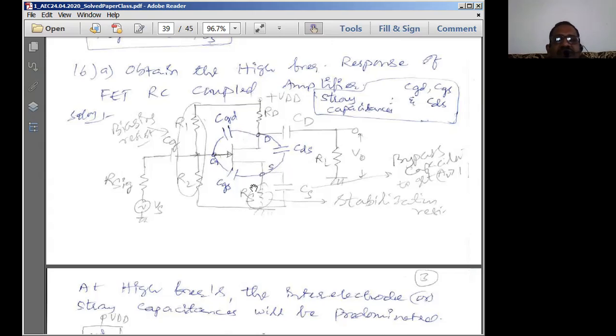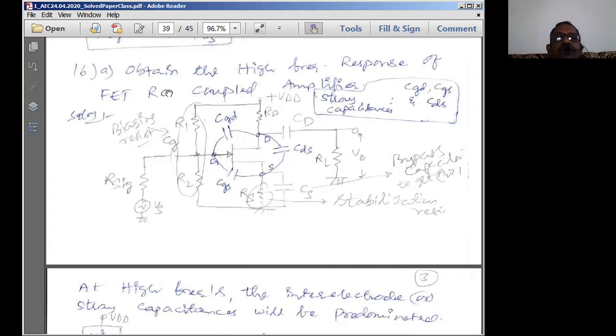These are known as the stray capacitances, which are going to be predominant at higher frequencies. At lower frequencies, these capacitor reactances are very high, therefore the effect is almost zero at low frequencies. At high frequencies, the effect of these capacitors will be predominant.